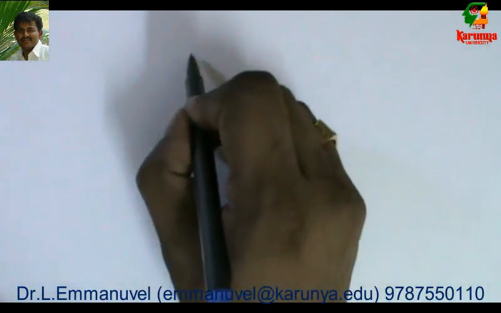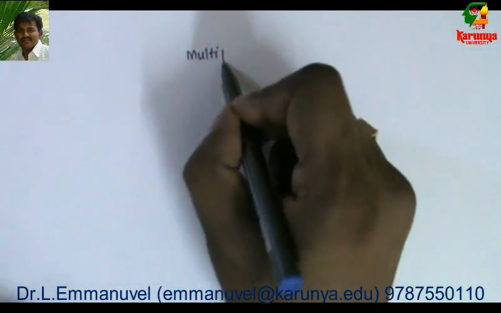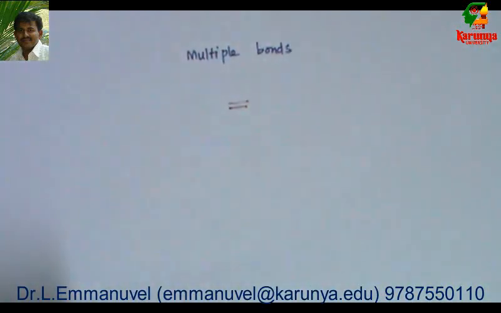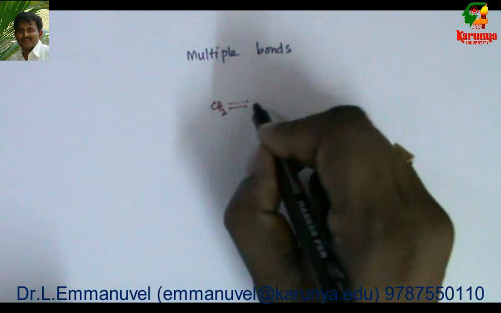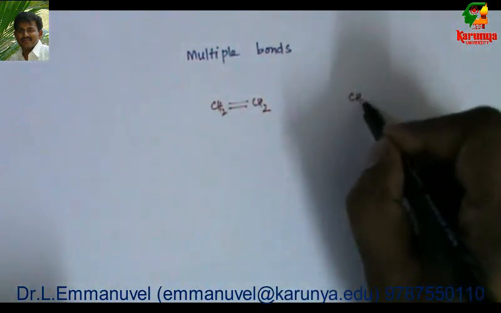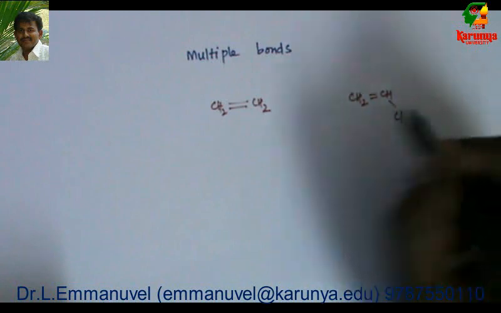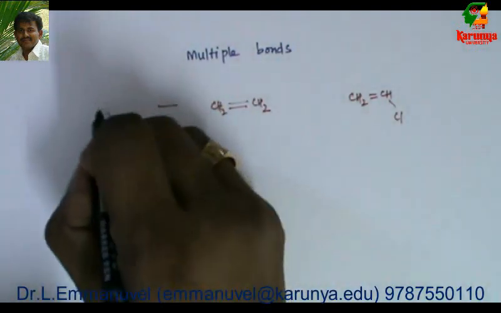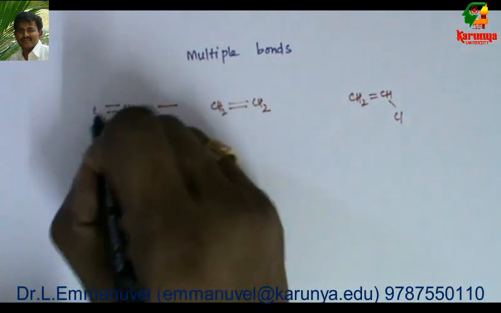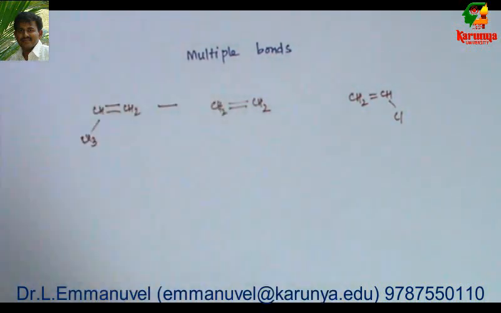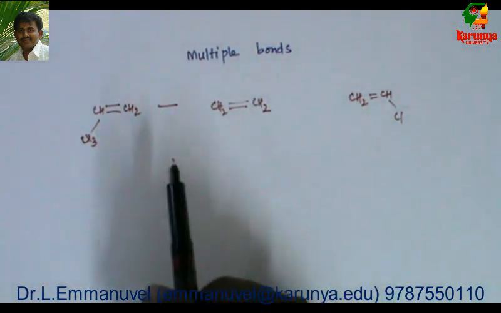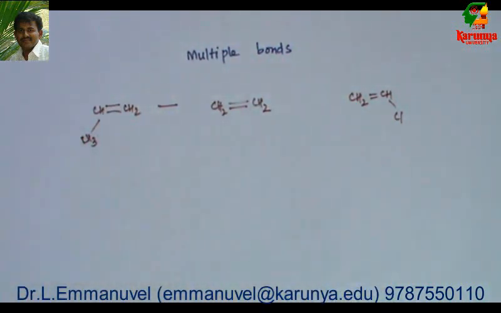Third one, multiple bonds. Let us consider this ethylene and vinyl chloride, propene. Now, which one will have higher electron density? Which one will react faster with the electrophile? I have 3 compounds. Which one will react? Which one will attack the electrophile faster?